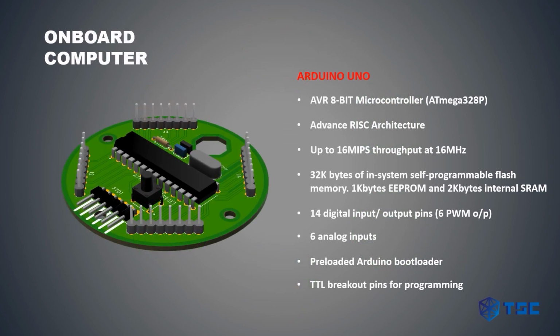The onboard computer is based on a bare-bone Arduino Uno design. Here you can see the Atmega 328P in the middle. It's an 8-bit AVR RISC architecture based microcontroller. It has 32 kilobytes of internal flash memory where the program is stored. It also has 1 kilobyte of EEPROM and 2 kilobytes of SRAM.